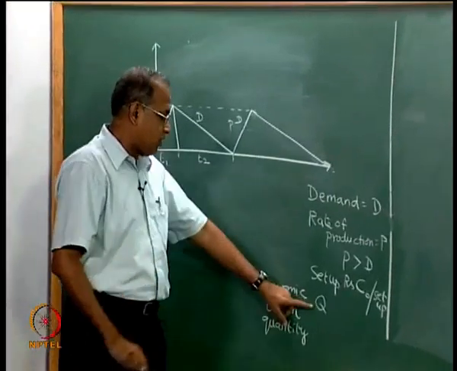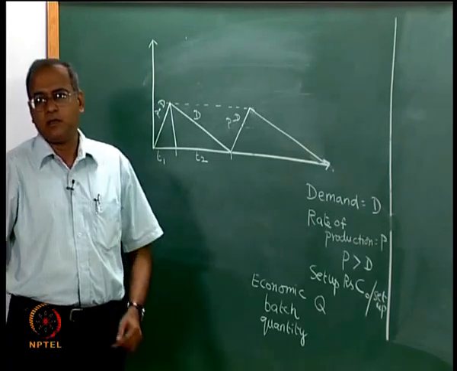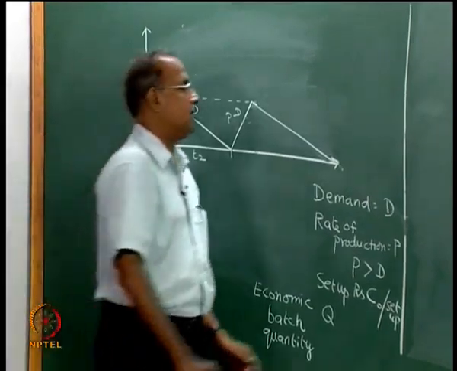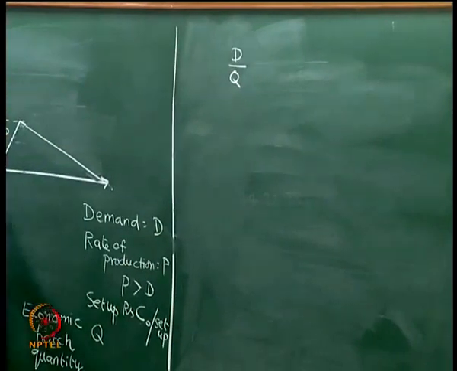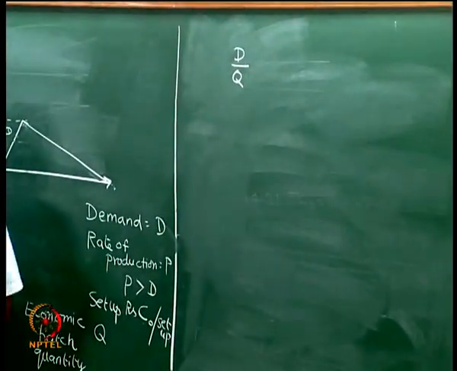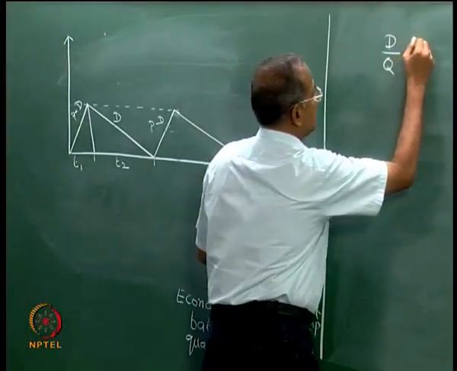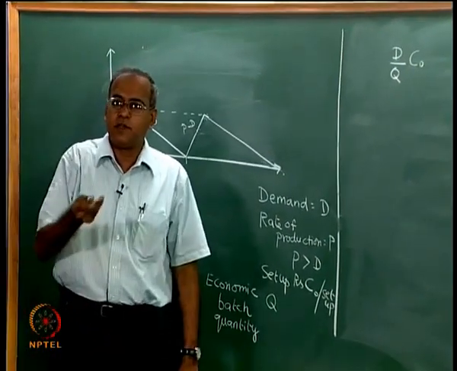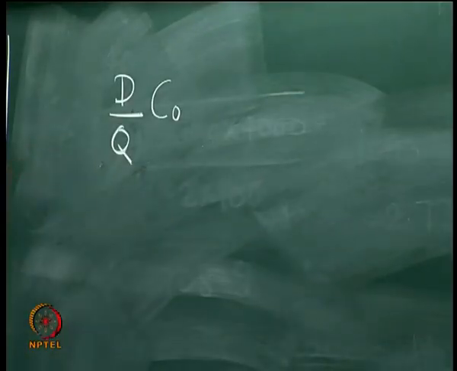Now, let us assume that we produce a quantity Q every time we set up this machine. The annual demand is D. Therefore, the number of times we set up this machine will be D by Q, or the number of batches we produce would be D by Q. Every time we set up, we incur a setup cost of C 0. So, we incur a cost of D by Q into C 0, which is a very familiar term which we have used earlier. Now, this is the total setup cost, plus there is going to be an inventory cost associated here.